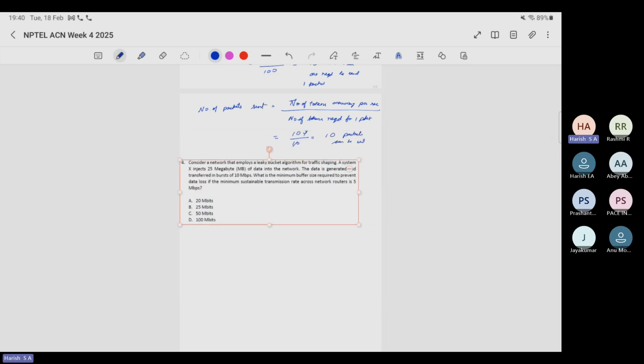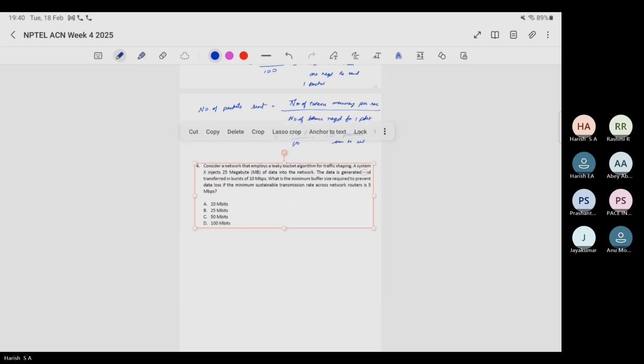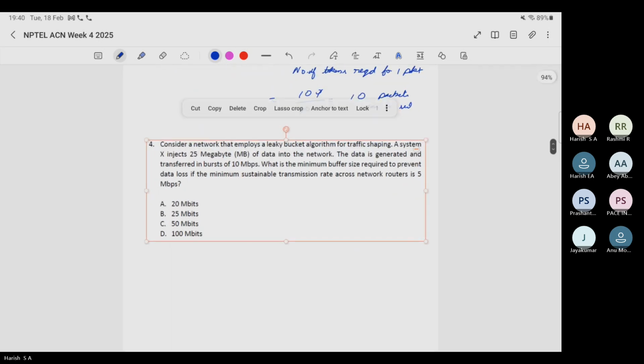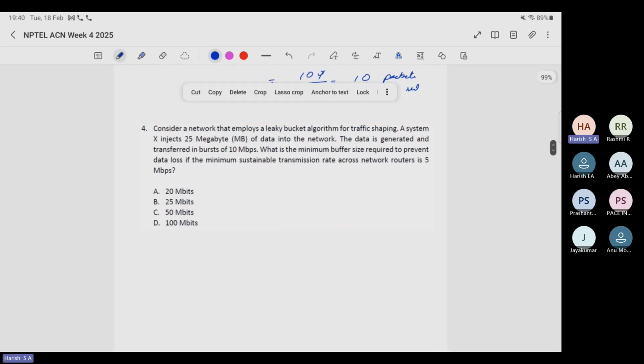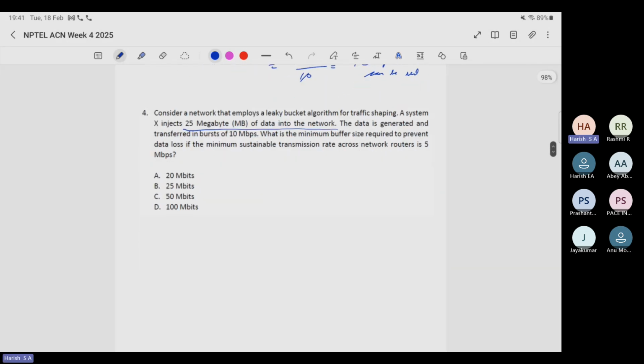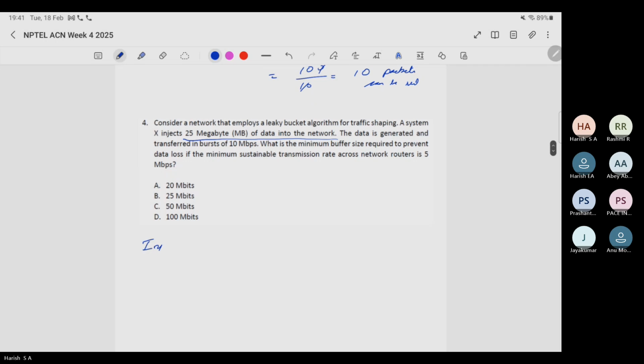So this is the leaky bucket algorithm. Consider a network that employs a leaky bucket algorithm. If you want to know the explanation for leaky bucket algorithm, you can go and look at the videos for traffic shaping. The system injects 25 megabytes of data into the network. Okay, so let's start drawing the diagram for this. So how much input data? Input data is 25 megabytes.